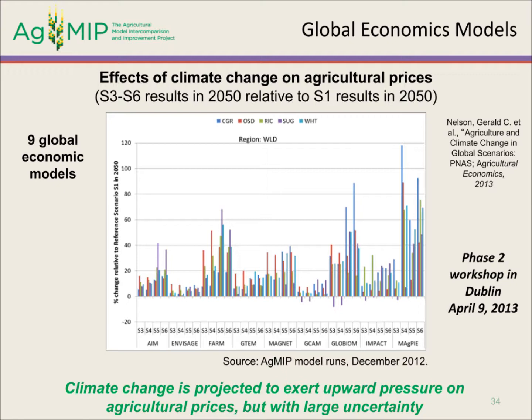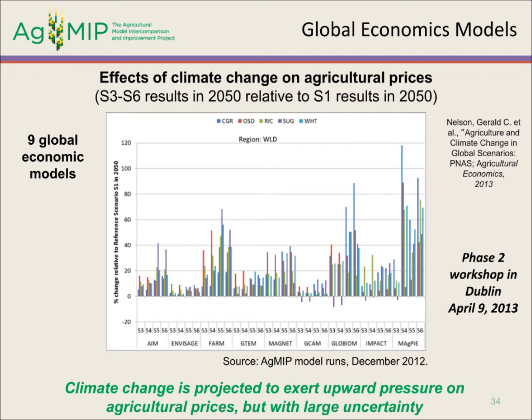These are the prices that came out of, in this case, only 9 economic models. I think the 10th one didn't have prices involved, but these are the different models across here. You can see the IMPACT model from IFPRI, the MAgPIE model. That's German, I believe. Anyway, these are the 9 different models, and these are the different crops: wheat, sugar, rice, oilseed, and coarse grain crops combined.